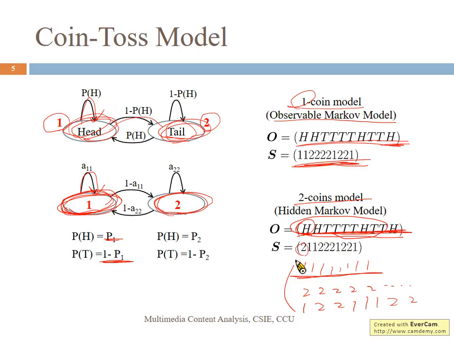Okay, so for all these state sequences, we may generate such an observation sequence. And the problem is we don't know what exactly the state is. That means we don't know exactly which coin is selected to generate such head or tail. And this is the so-called hidden Markov model. Okay, so now we know why we call it hidden, because the only information we know is the observation sequence, the result of head and tail.